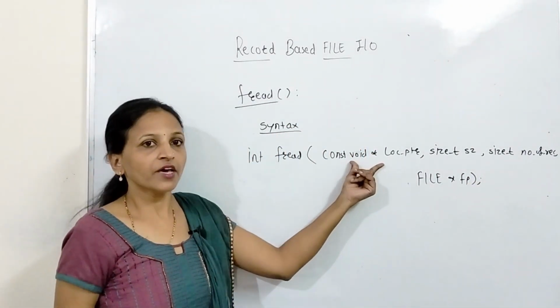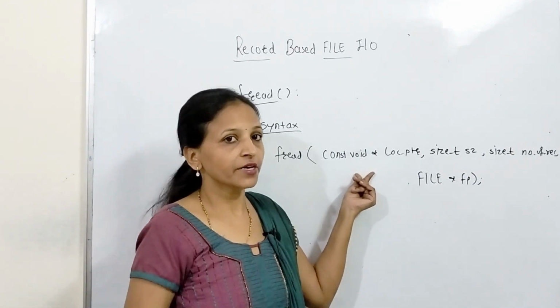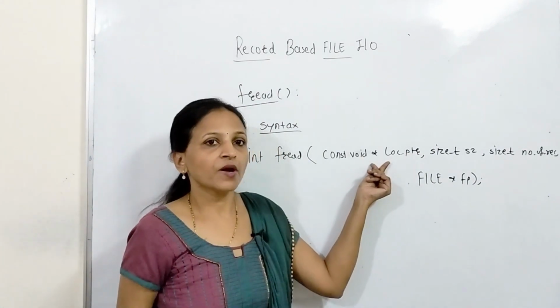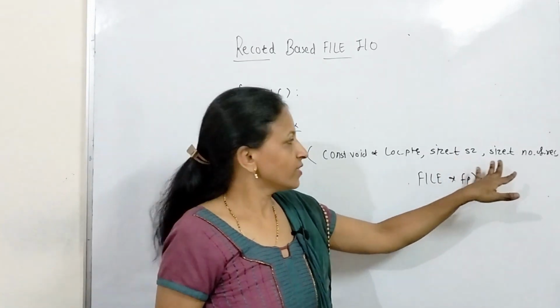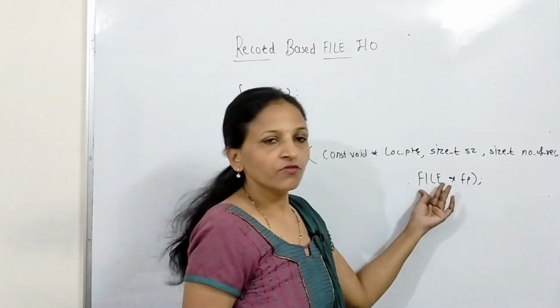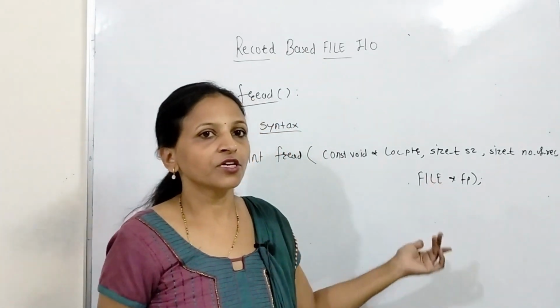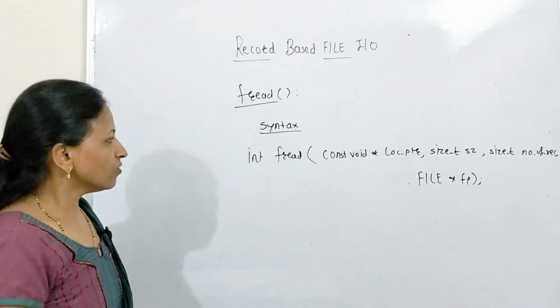Here first, where you want to store that information or that record after reading, its address you have to pass as the first argument. Then the second argument is the size of that record, and then how many records you want to read at a time. And from which file, that file pointer you have to pass over here as the last, fourth argument. Now how to use this?